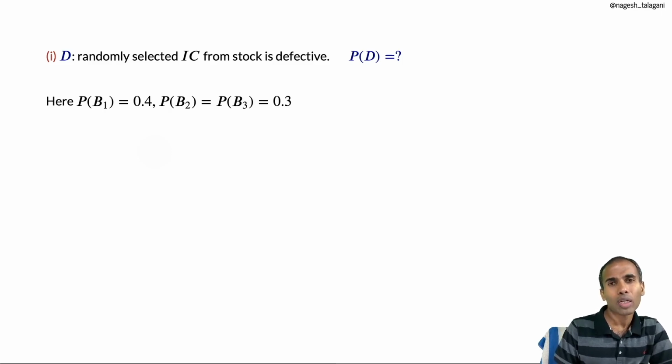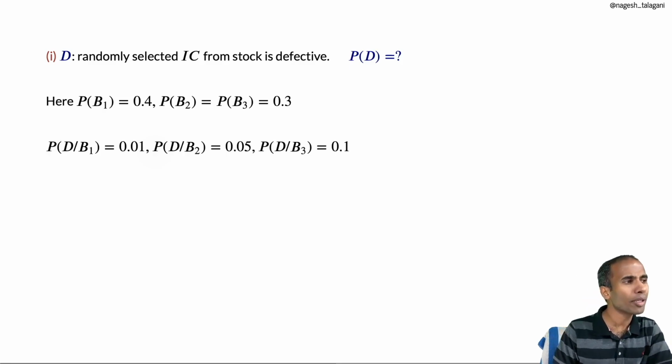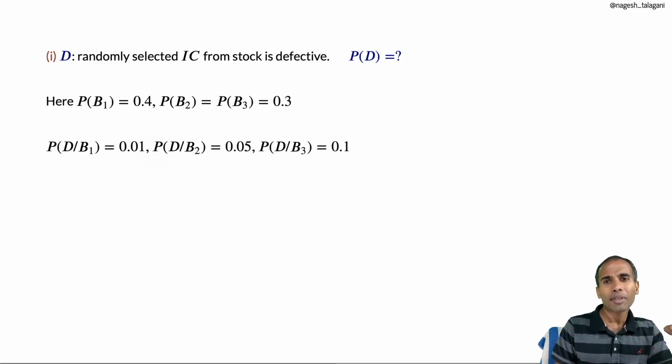We also know that 1% of supply from B1 is defective, 5% of supply from B2 is defective, and 10% of supply from B3 is defective. That is, the probability of D given B1 equals 0.01. That is, the probability that a randomly selected IC is defective given that it is coming from supplier B1 is 0.01. Similarly, the probability of D given B2 is 0.05, and the probability of D given B3 is 0.1.